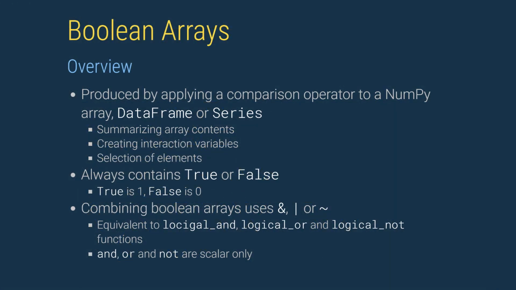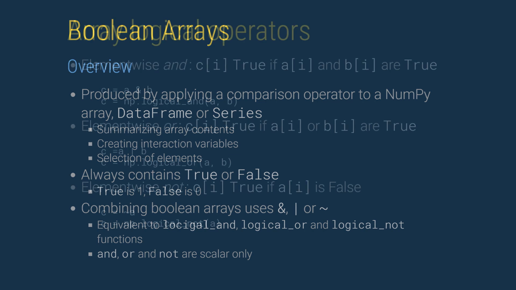Boolean arrays are produced when NumPy arrays, or pandas DataFrames or Series, are compared using one of the 6 comparison operators. Boolean arrays are used to summarize data, create interaction variables, and to select values from arrays, DataFrames, and Series. Boolean arrays contain one of 2 values, true or false. In practice, true is treated as 1 when mathematical operations are applied to Boolean arrays.